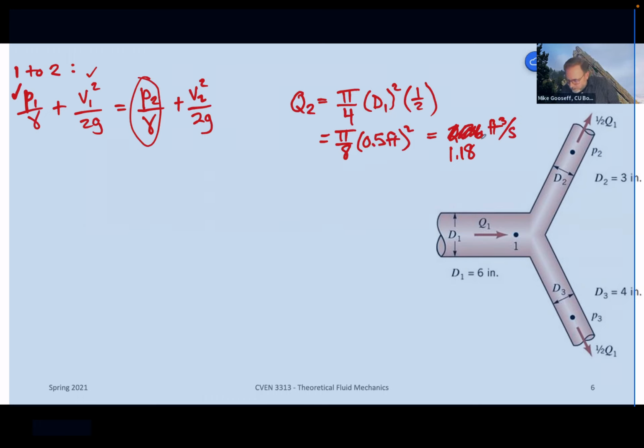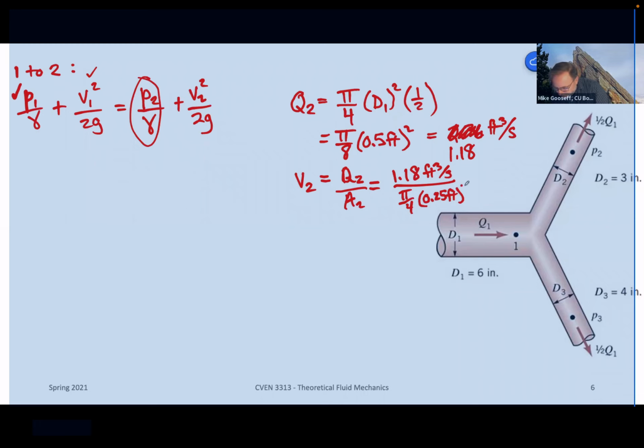And now we need to figure out V2, pardon me. V2 is equal to Q2 over A2. And so this is equal to 1.18 feet cubed per second divided by pi over 4 times D2, which is 3 inches. So I'm just going to do my math real quick. 0.25 feet.